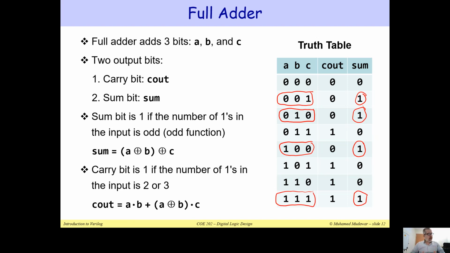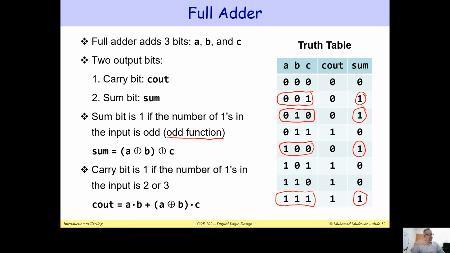So if you look at the number of ones in the inputs, the total number of ones in the input is odd. Either we have a single 1 or we have 3 ones. So that's an odd number of ones. So the sum output is an odd function. Already I talked about odd function before. So we get a 1 when the total number of ones in the input is odd. That's why it's called an odd function. If you count the number of ones in the input and it is odd, that's the meaning of odd function.